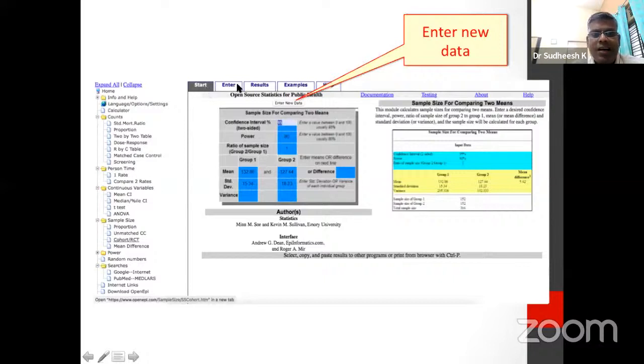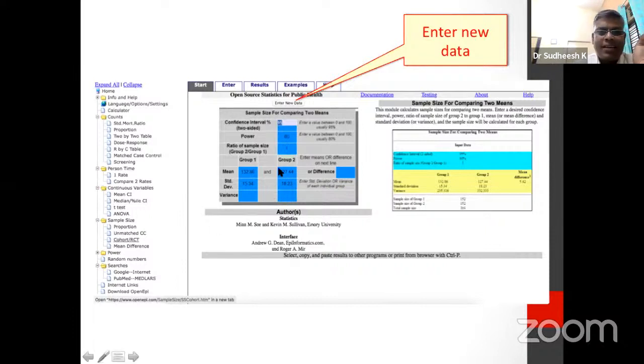Here you see start, enter, etc. This is just an example that shows how to enter the data. There is something called confidence interval, which is nothing but the reciprocal of your alpha error. If your alpha error is 5%, you enter 95% here. Likewise, power, you keep it at 80 as per the standard. And the ratio of samples between group 1 and group 2, you consider as 1, like you want an equal number of patients in both the groups.